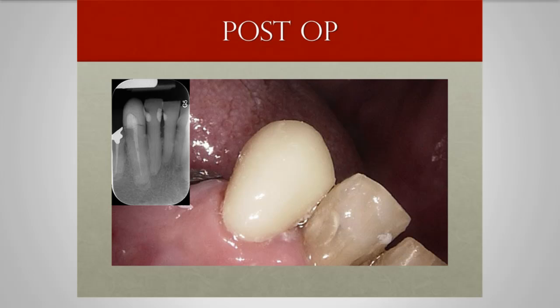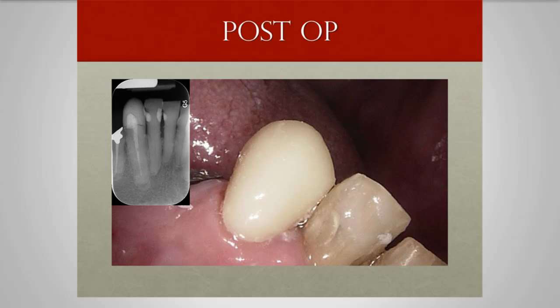So the minimum is somewhere, I'm going to say, 30 to 40% of the length of the post. Depending on the post system, some will tell you one thing, others will tell you no. You don't want to get too close to the apex because you don't want to break your seal. So you're going to want to stay 4 or 5 millimeters away from that, because if you break the seal, now you have a failure based just on endodontics.